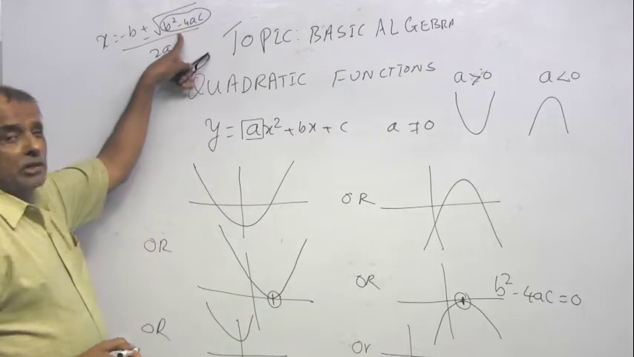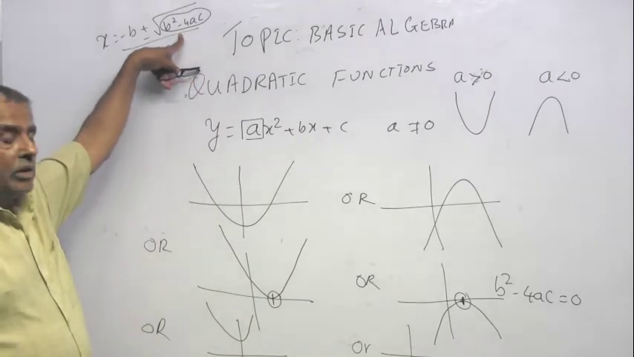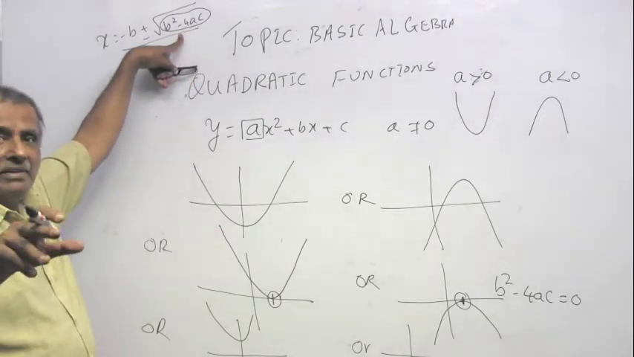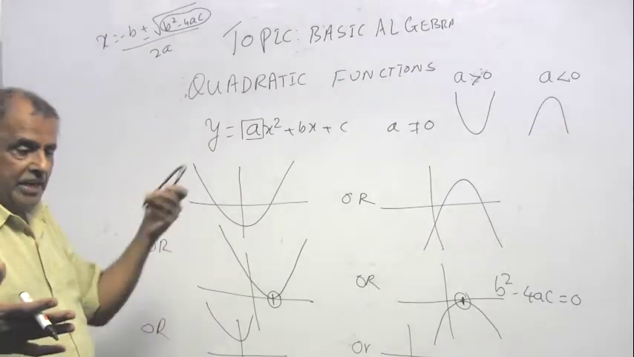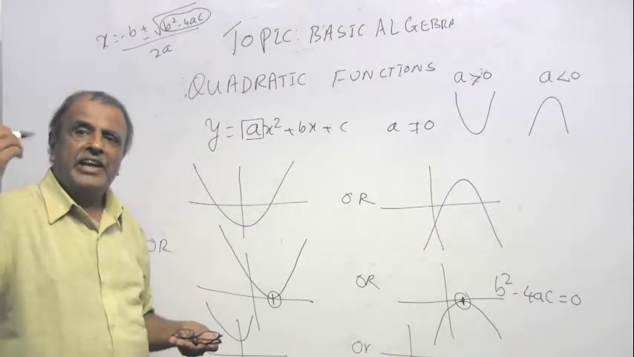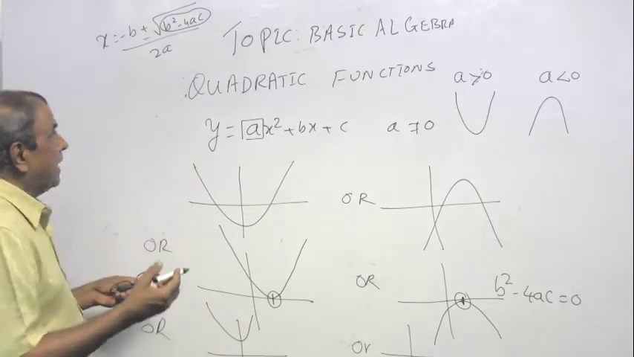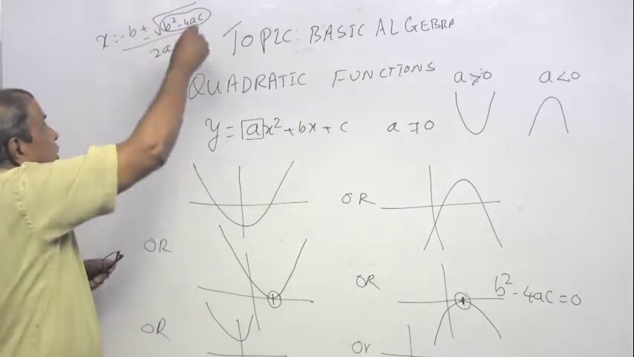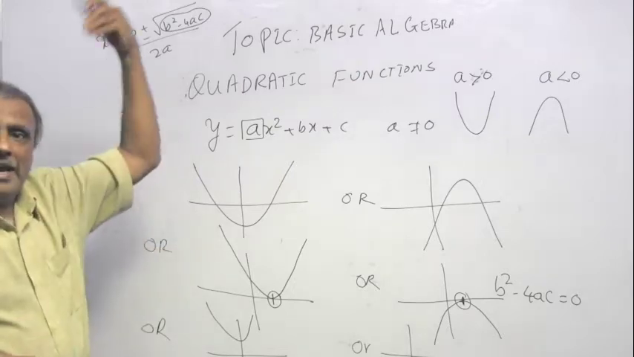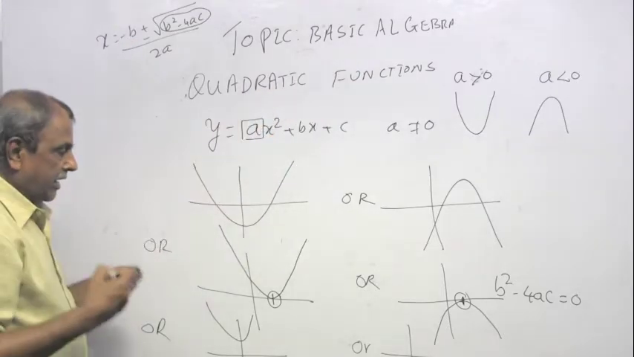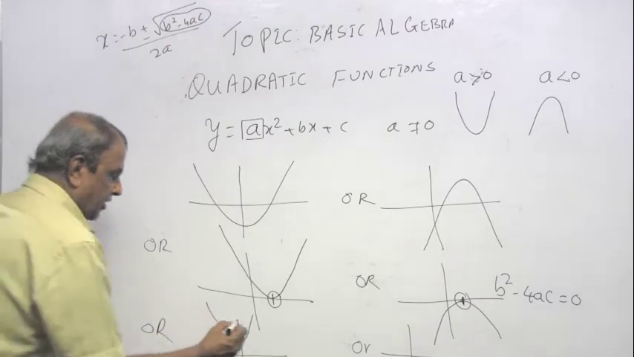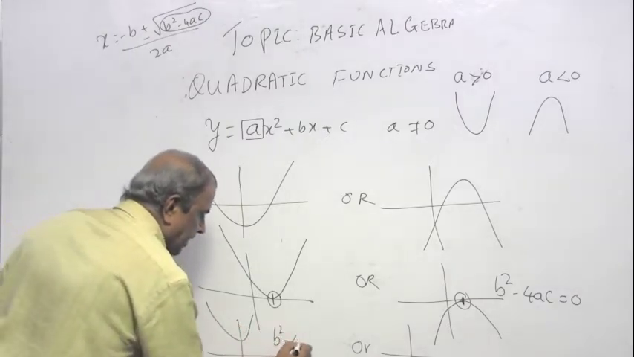If b squared minus 4ac is negative, square root of minus 4, at your level, you don't have the answer. Later on, when you do further maths, we assign an answer using a complex number. At the moment, no answer. That means there is no value of x for which y is 0. Therefore, it's not going to cut the x-axis, so that will be the graph.